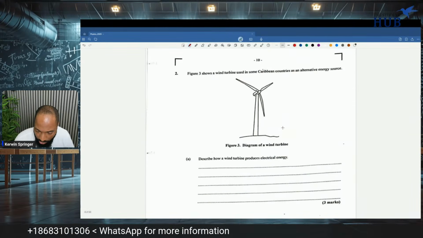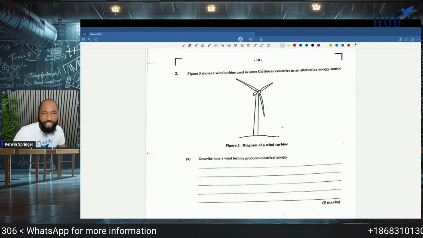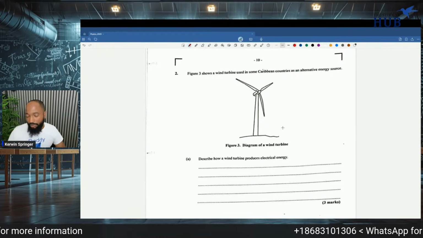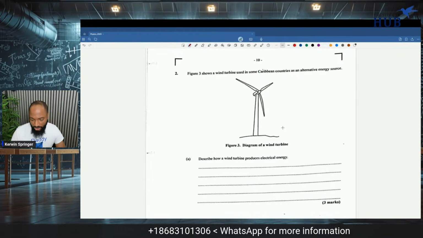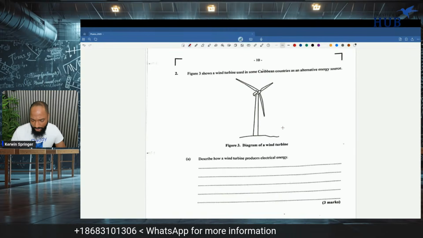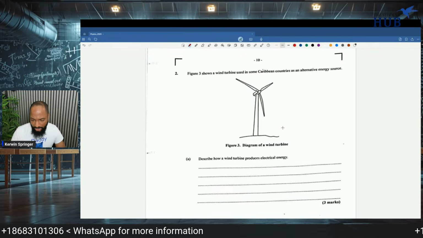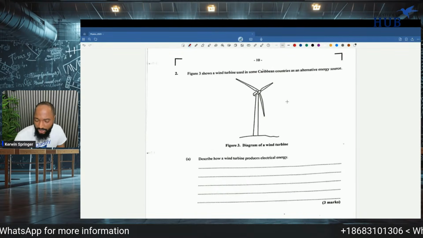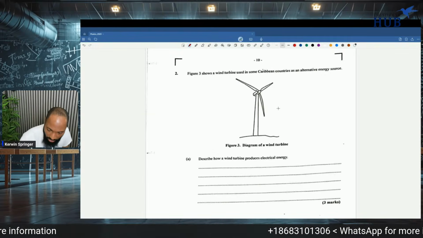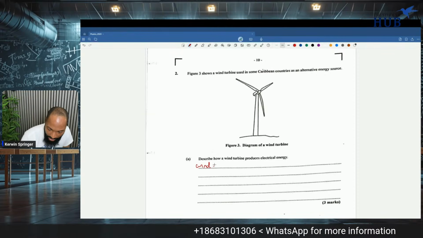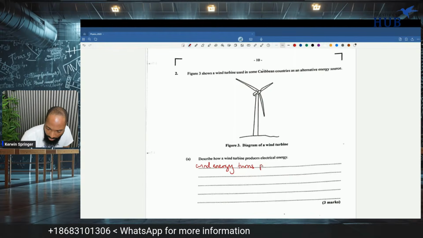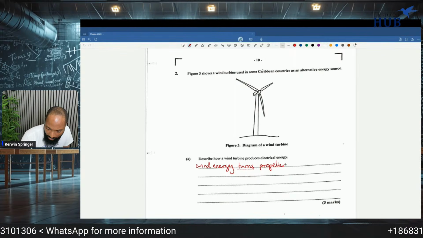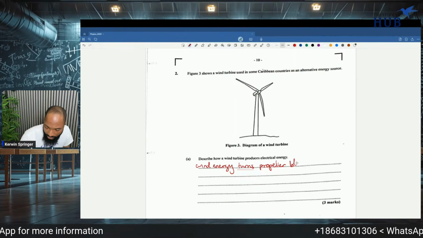Okay, so number 2, we're out of that question. That question usually should take 30 minutes in the exam. Describe how a wind turbine produces electrical energy. So this is the question where you're going with change of energy. So wind energy turns propeller blades.